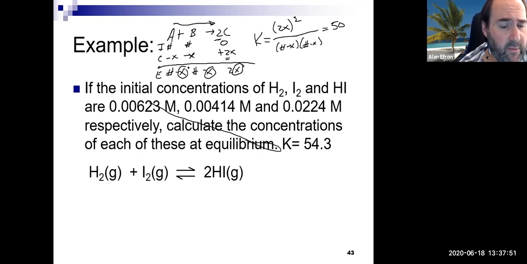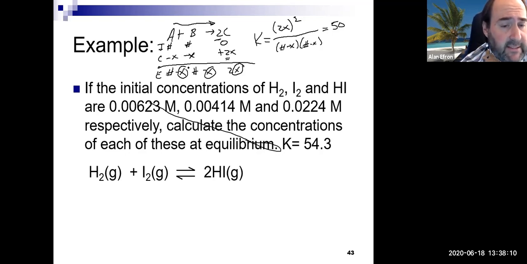We also talked about Q last time. Q, which is the reaction quotient, is calculated the exact same way as you calculate K. The only difference is, for the most part, what we use Q for is to determine whether or not the reaction is at equilibrium.